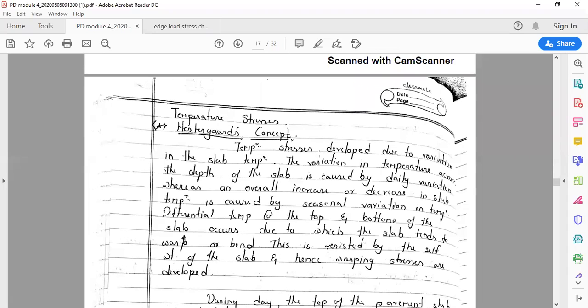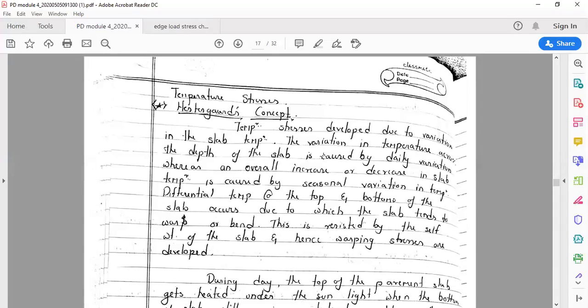So temperature stresses, Westergaard's concept, how he analyzed the temperature stresses with respect to the CC slab. One is daily variation. When there is variation in temperature due to daily condition, during daytime the top portion of the slab is heated up, and during night time it is vice versa. Because of this phenomenon there will be warping of the slab upwards or downwards. So there will be stress developed, known as warping stresses, which is caused due to daily variation.